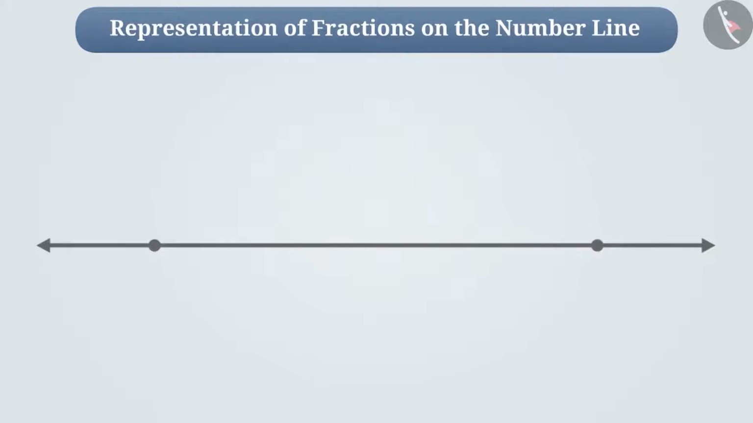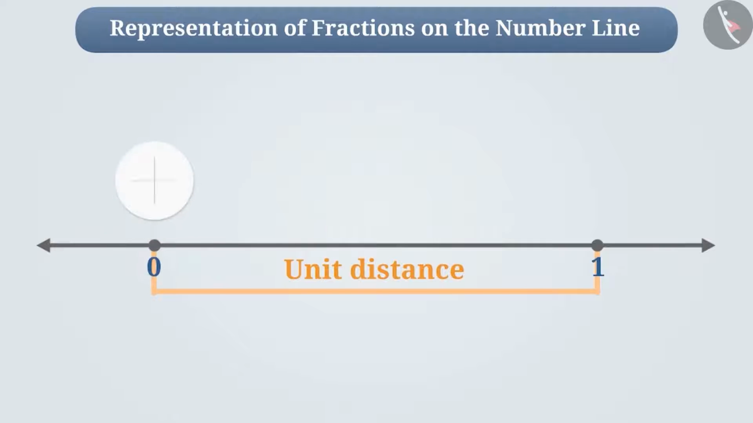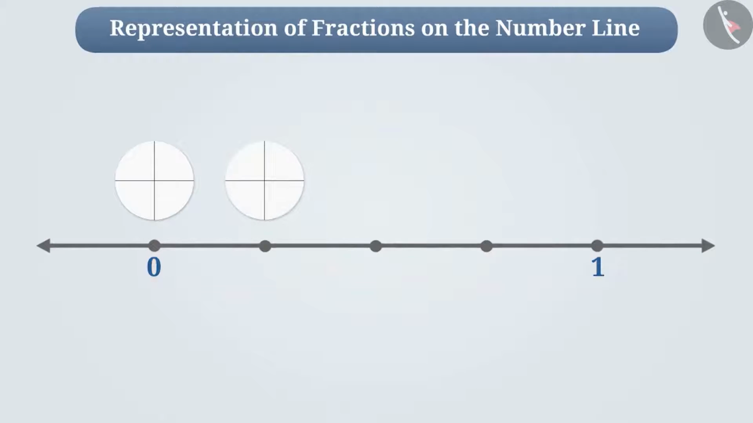In order to do this, we will make a number line. To represent the fraction in a convenient way, we will keep the unit distance larger. Since we have made 4 equal parts of the paper, let's divide all the unit distances into 4 equal parts. Here, we have taken one part out of 4 parts. So let's take one part out of 4 parts on the number line and mark this as fraction 1/4.